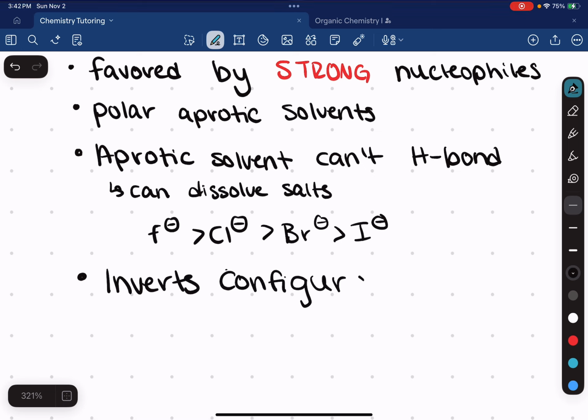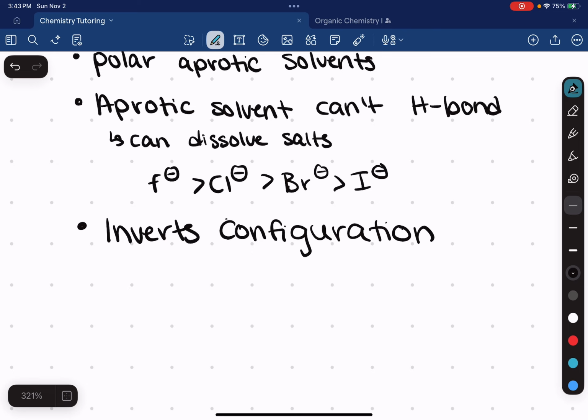And I'll draw that out for you so you can see it. But if it hits it from the backside, it flips, right? I'll show you when we do the mechanism, but it's going to invert the configuration.